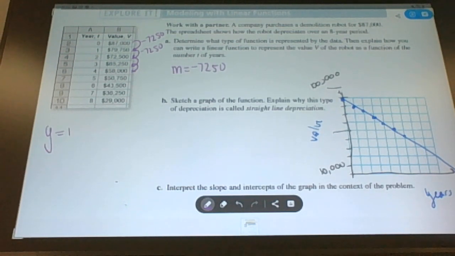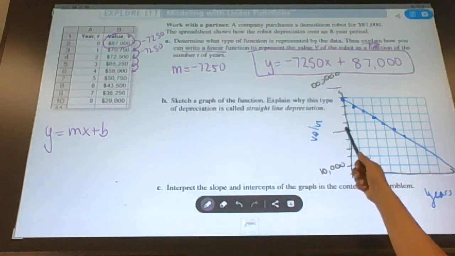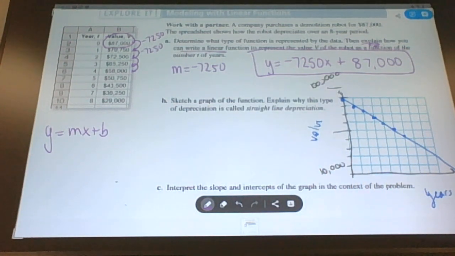So thinking about a linear function, it says explain how you could write a linear function. Well, she just explained. She's subtracting down. She noticed it's decreasing the same amount every time. So that's our m value. Can anybody explain how you would come up with the b value? 87,000, you had it. Yes, our starting value is our y-intercept. So it's starting at 87,000 and going down from there. So then that's our linear equation.